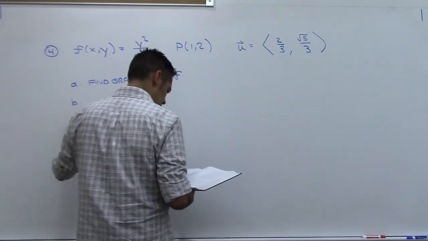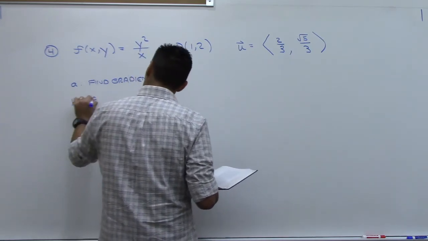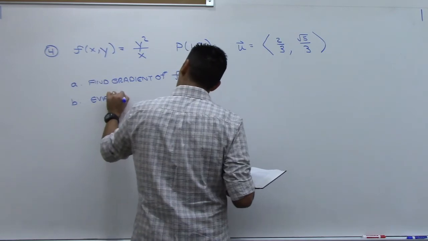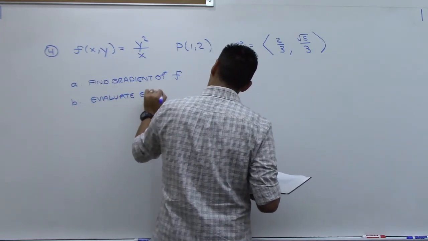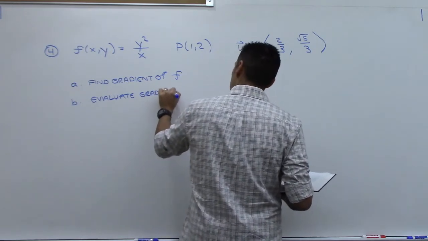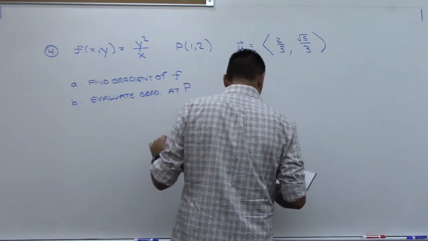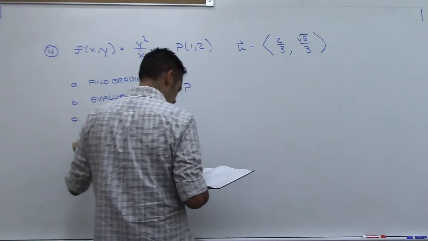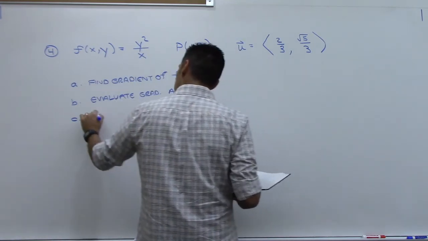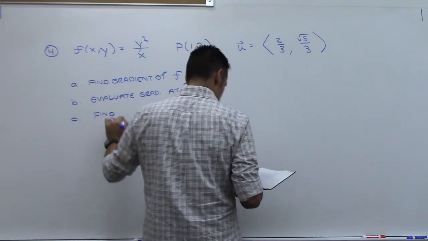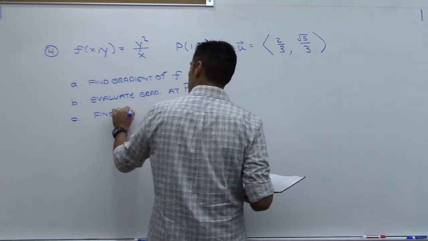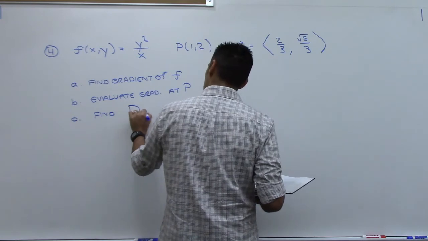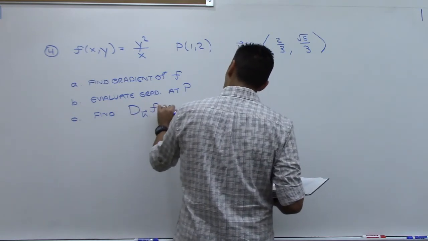B, evaluate gradient, I'm just going to put grad, at the point P. And then C, it says find rate of change of f at P in the direction of u. So find basically the derivative in the direction of u of f at P.